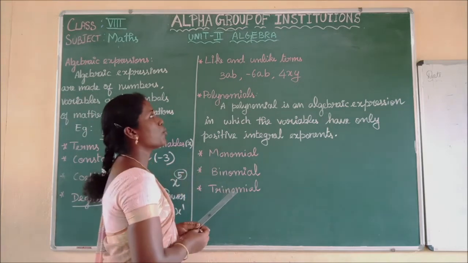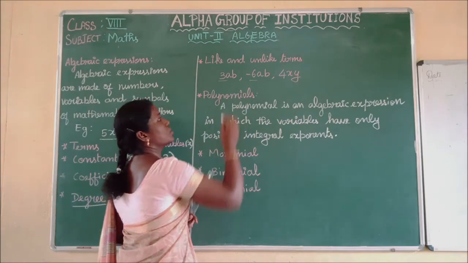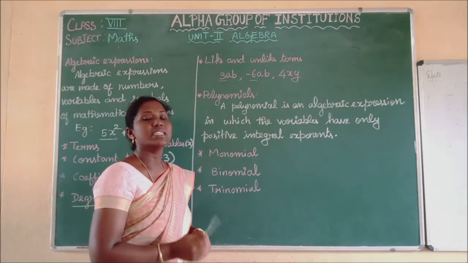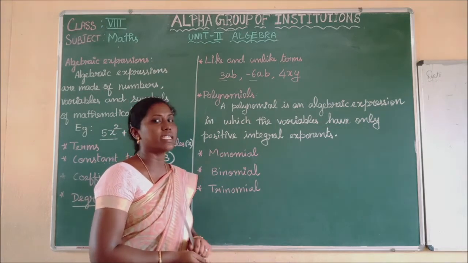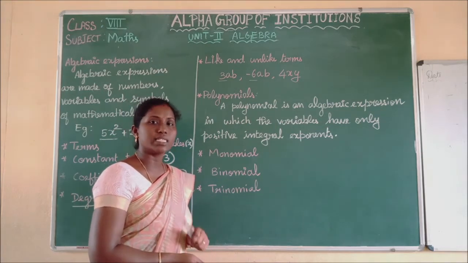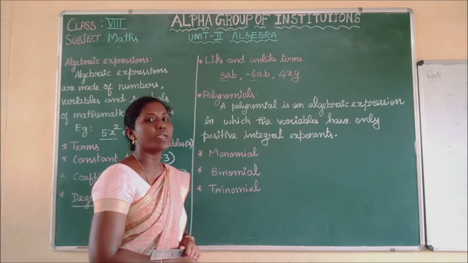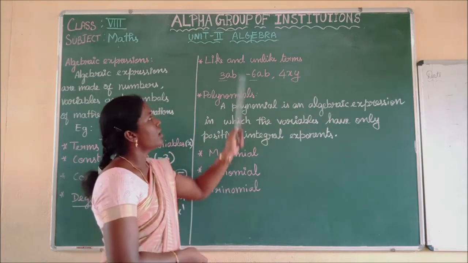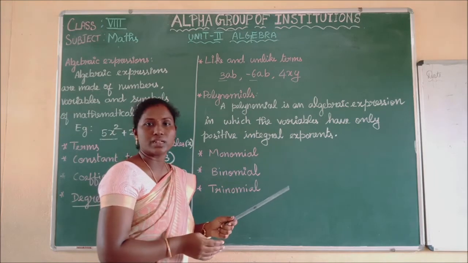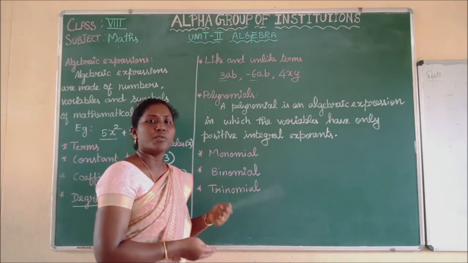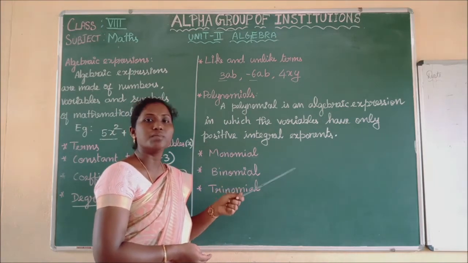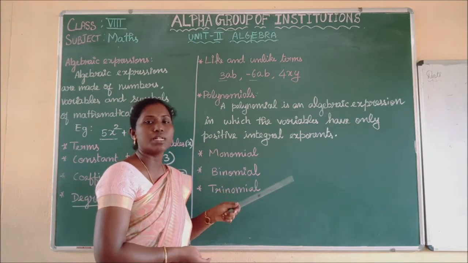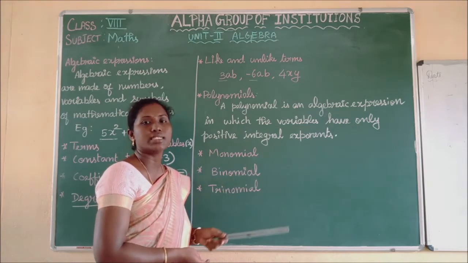No need to see the coefficient. So don't worry about the coefficient. Just see the variable and its power. If the variables and their powers are the same, then they are said to be like terms. Unlike terms is just the reverse of that. If the variables are different in the terms, then they are called unlike terms.